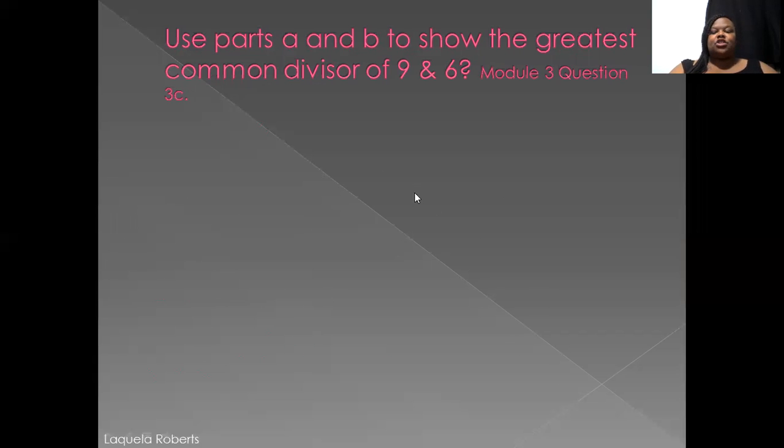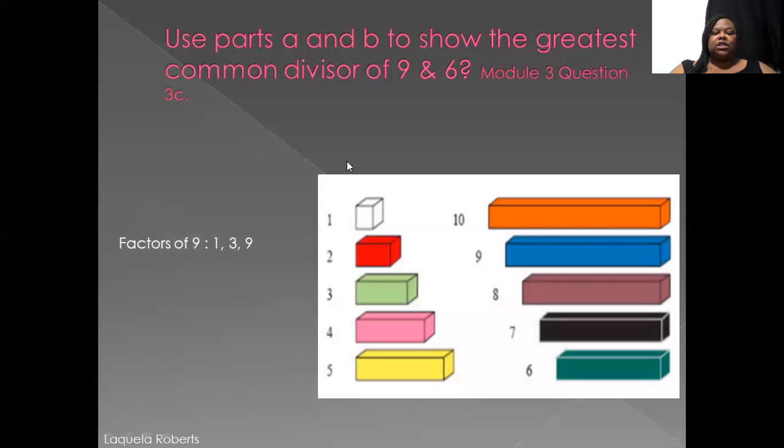Use parts A and B to show the greatest common divisor of 9 and 6. Well, let's look. We know the factors of 9 are 1, 3, and 9. We know the factors of 6 are 1, 2, 3, and 6. So that means our greatest common divisor is 3, because 3 goes into 9 and 3 goes into 6.